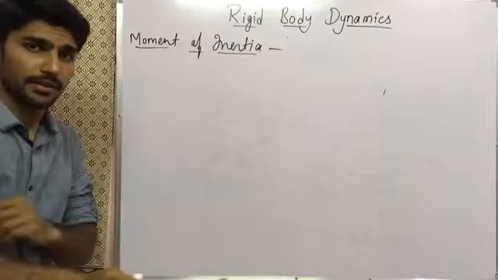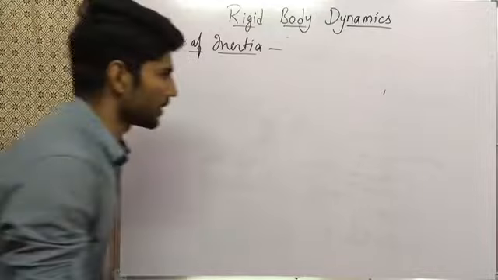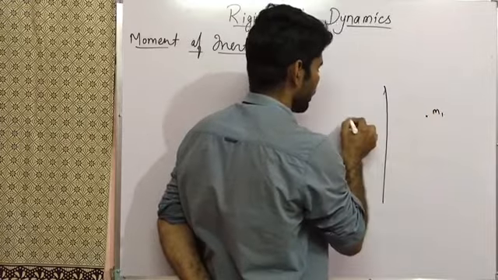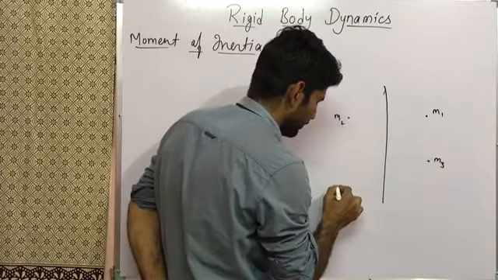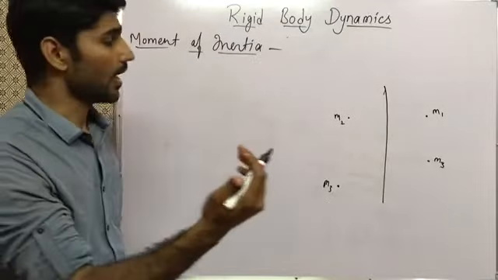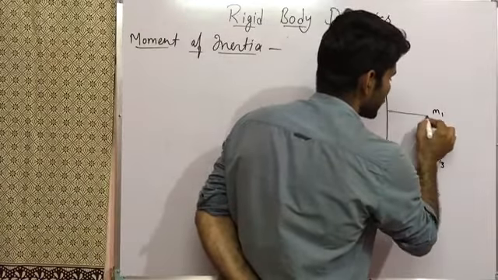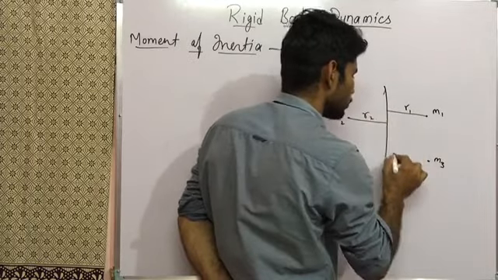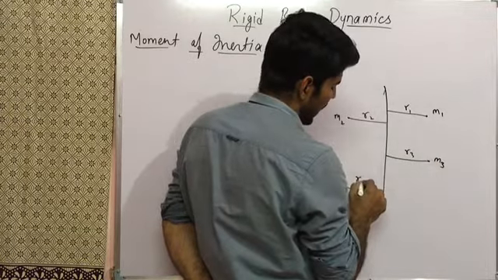Before that we discuss the basic formulas of moment of inertia. First we discuss the moment of inertia for a system of particles. Here we take an axis. There is a system of particles m1, m2, m3 and mn. There are n particles in this system, and all these particles are revolving around the given axis. Assume that the first object is at a distance r1, the second at a distance r2, the third at a distance r3, and this one at a distance rn.